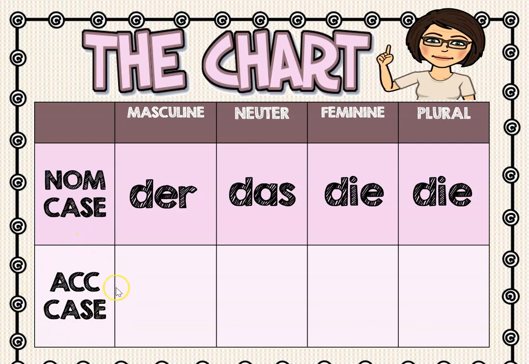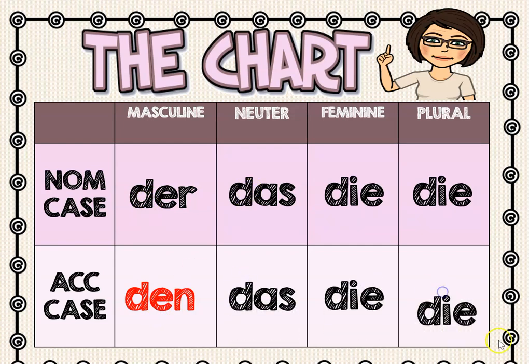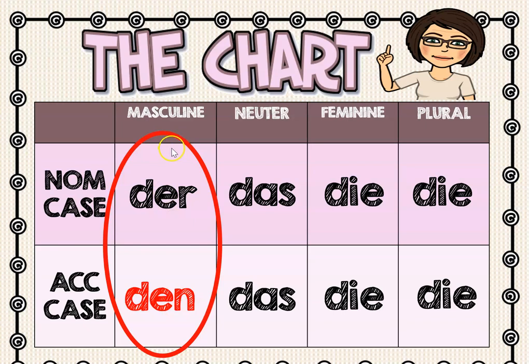The accusative case is a fancy way of saying direct object. So here we have a masculine noun as a subject, and here we have the masculine noun as a direct object. Now, the accusative case is not a very difficult case because the only ones that change are the masculine nouns. Neuter nouns, das stays das, die stays die, die stays die for the plurals. So the only one that changes are the masculine nouns. That means when you come across a masculine noun, you're going to have to stop and think, is this masculine noun used as a subject, or is this masculine noun used as a direct object?